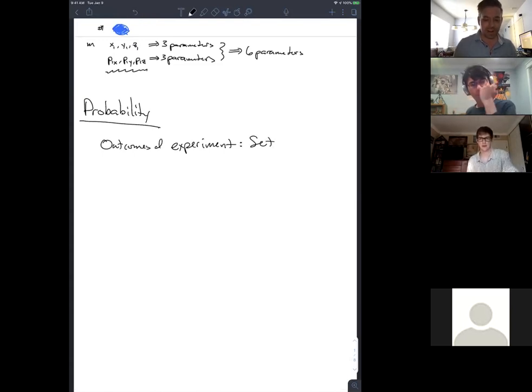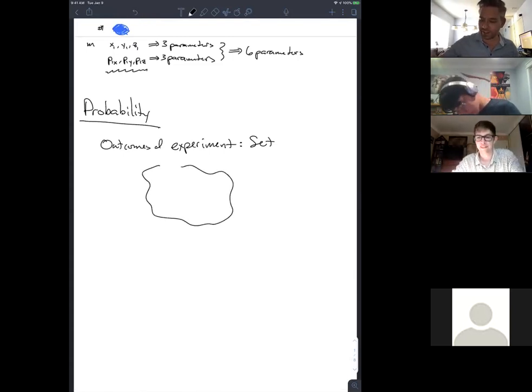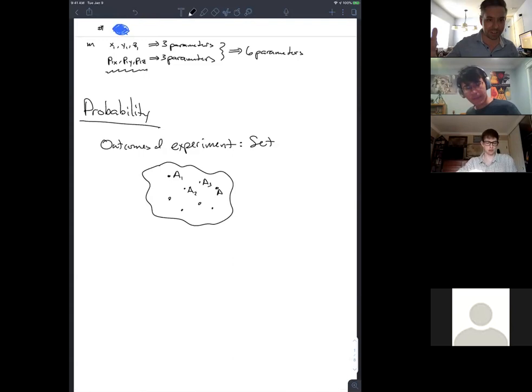Each element in that set, I am going to call A. So here's our set of possible outcomes, and that set is composed of all the different kinds of possible outcomes we can have. However many outcomes there are, I'm going to call those outcomes A sub i. Does that make sense?